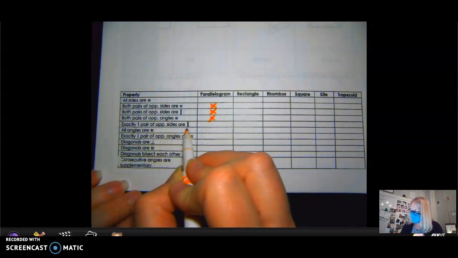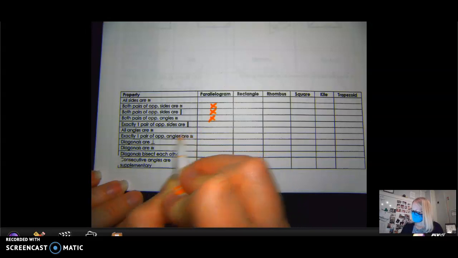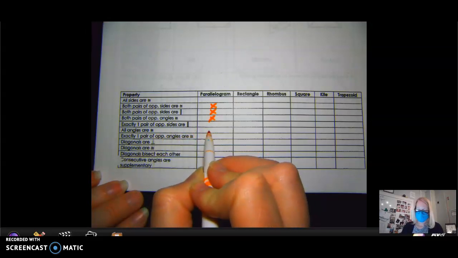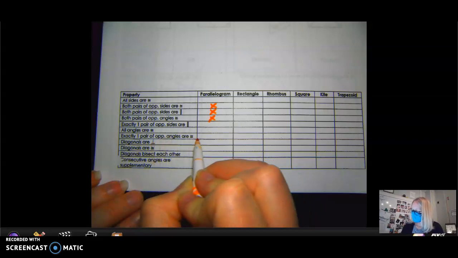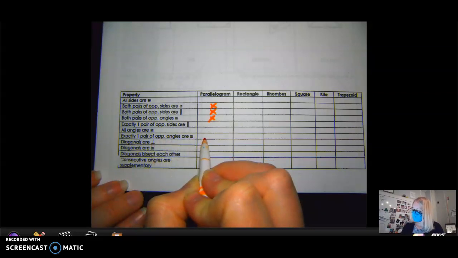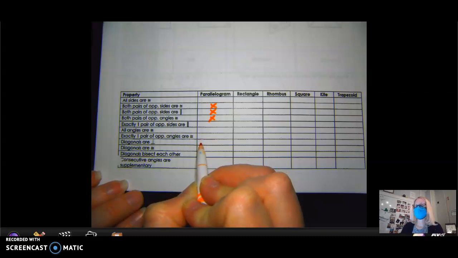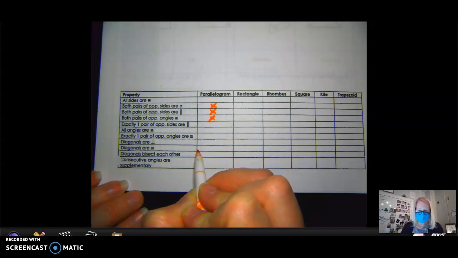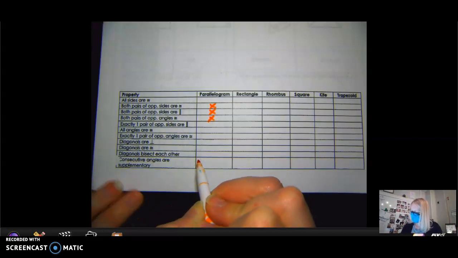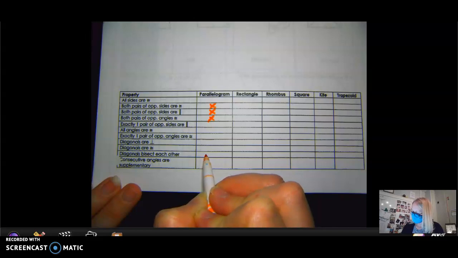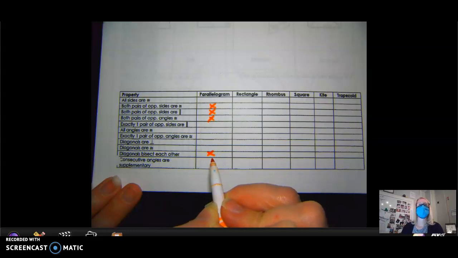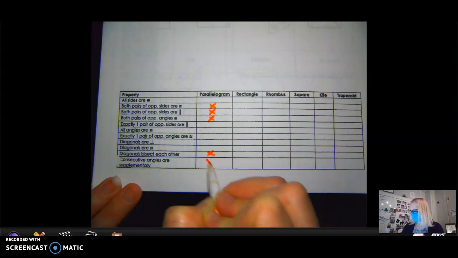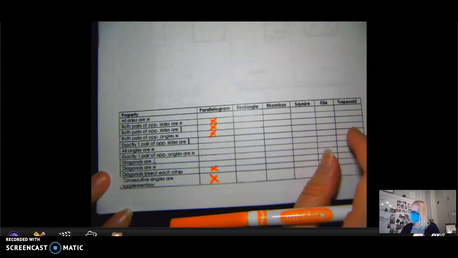Okay. Exactly one pair of opposite sides are parallel? No. All angles are congruent? No. Exactly one pair of opposite angles are congruent? That's exactly one, so that's no. Diagonals are perpendicular? No, not necessarily. Diagonals are congruent to one another? No, one's going to be longer than the other. Diagonals bisect each other? Do they cut each other in half? Yes. And consecutive angles are supplementary? Yes, they are. All right, tell me the ones that work for rectangle.